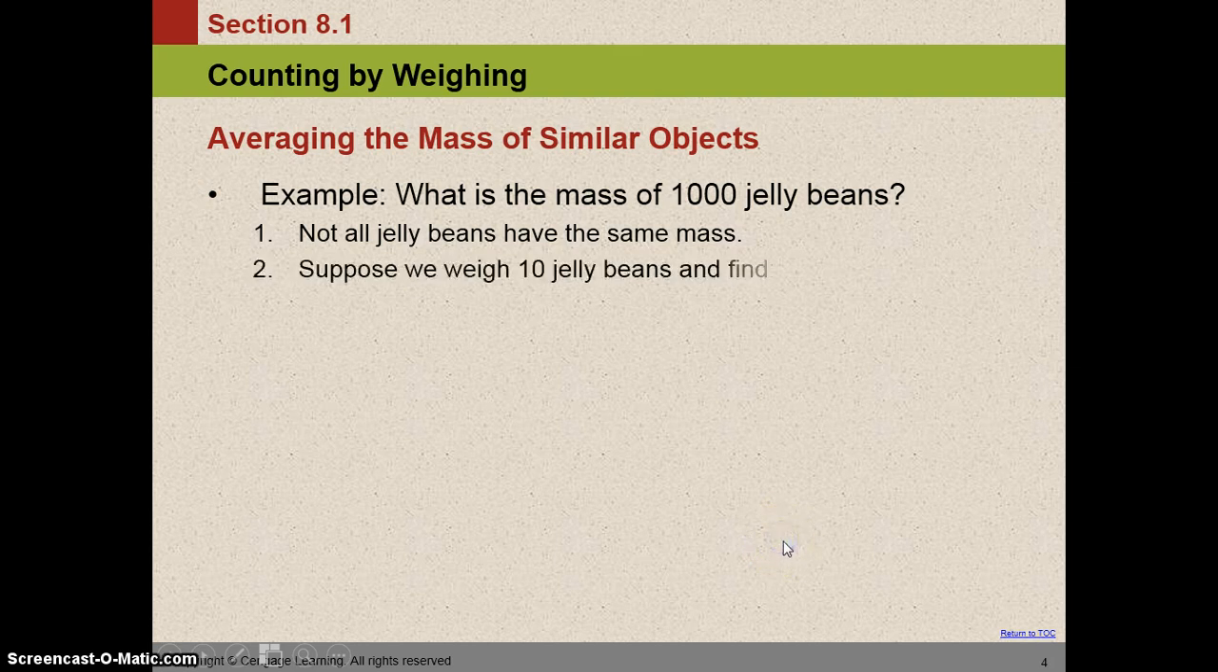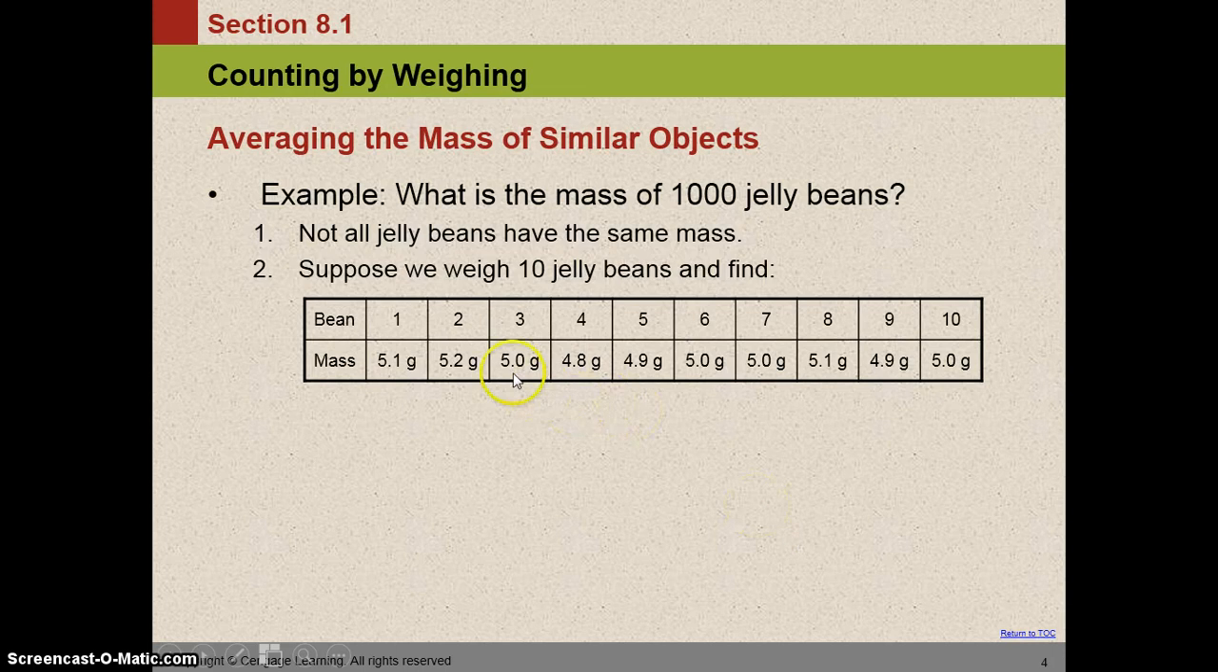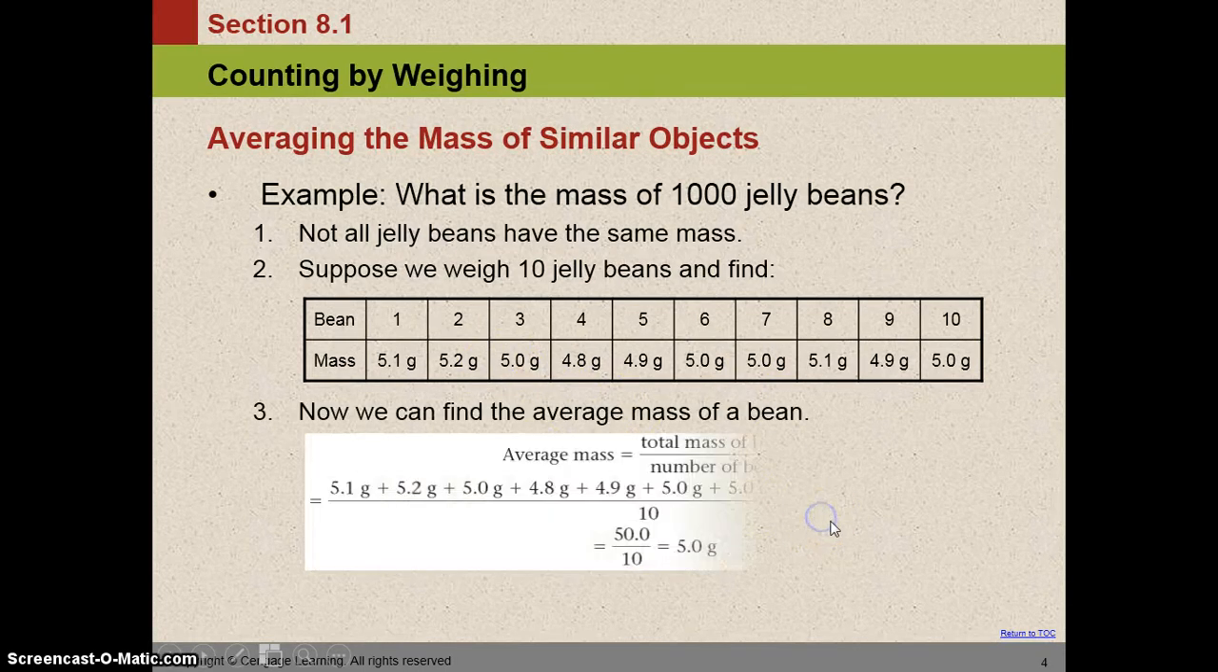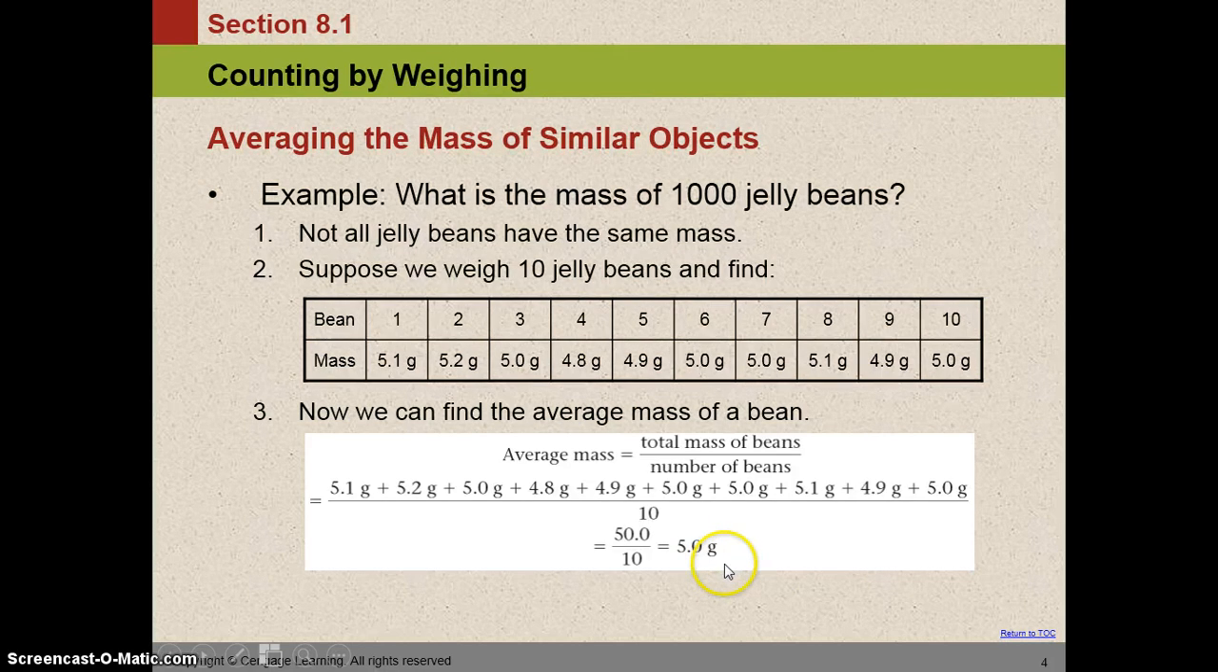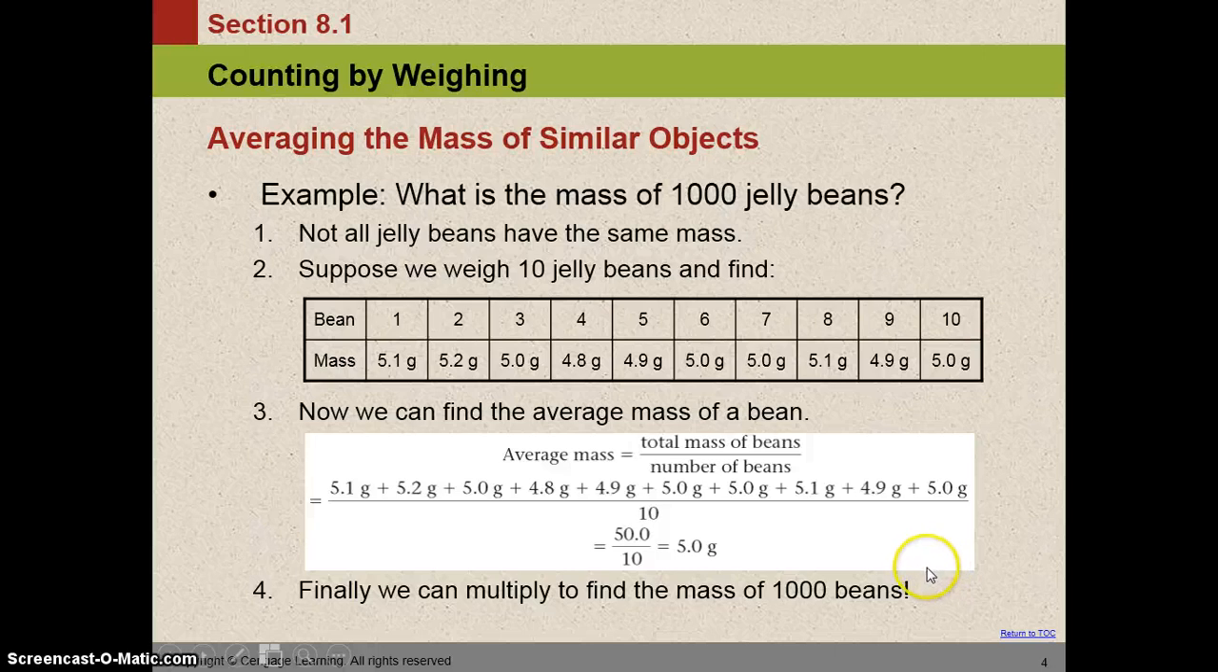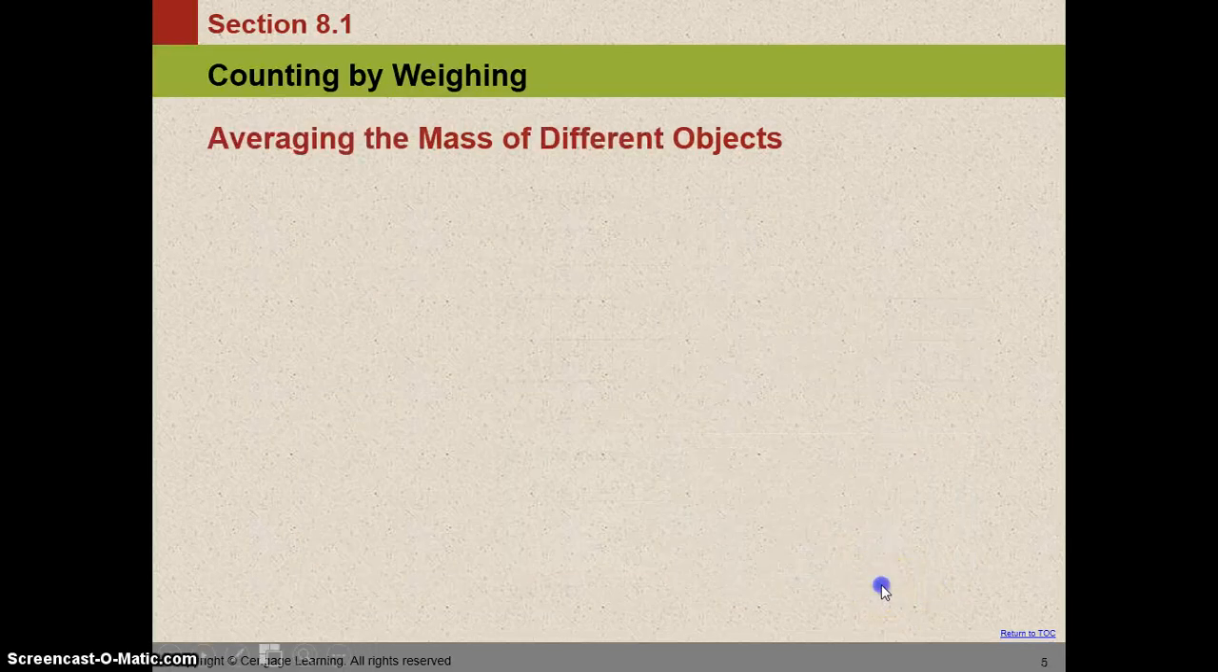Not all jelly beans have the same masses. Suppose we weigh 10, and this is the information that we find. You notice a little bit of variance in the masses of the jelly beans. Now we can find the average mass of a jelly bean by finding the average or the mean, which is something you're very familiar with in your algebra classes. And we find out that the average mass of 1 jelly bean is about 5 grams. Then we can multiply 5 times 1,000 and get 5,000 grams to know the mass of 1,000 jelly beans.